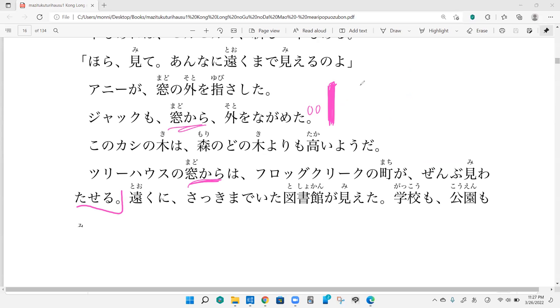But that's not what this is saying, right? Because he's looking at the soto. Yeah. We are looking at the outside. But what does kara mean? It's not until, because until would mean we hit the window and we can't see anymore. So it should be from. Exactly. Perfect. Mado kara. Treehouse no mado kara. Frog Creek の街が全部見渡せる.